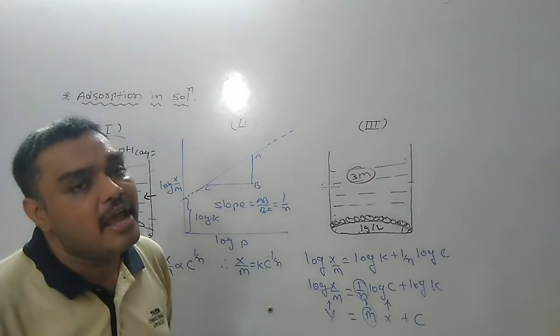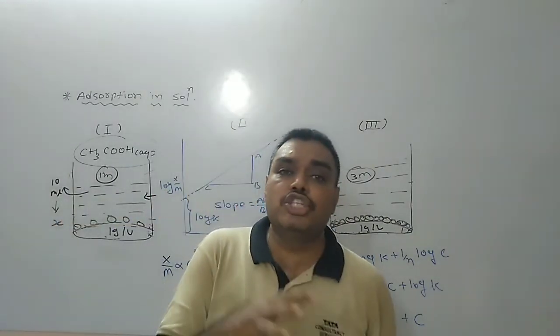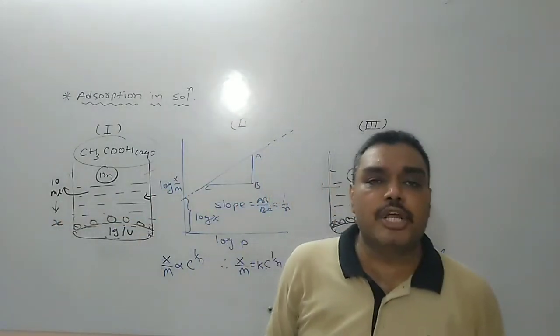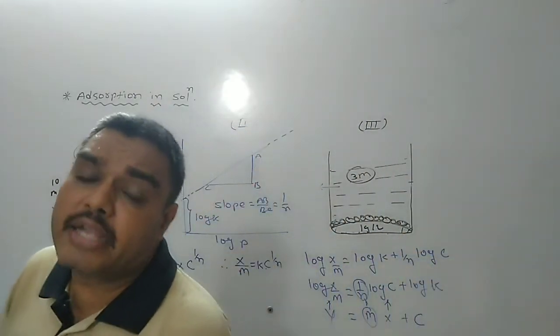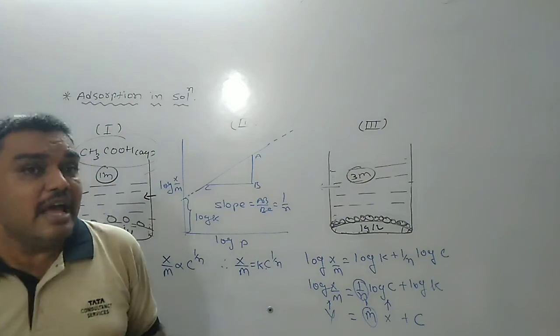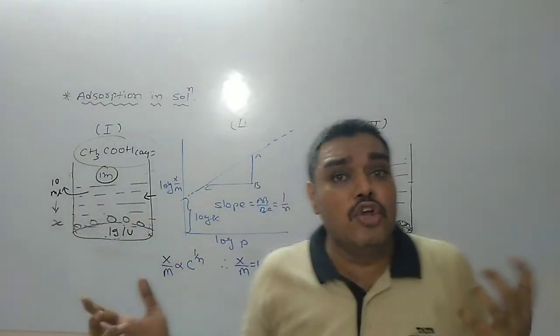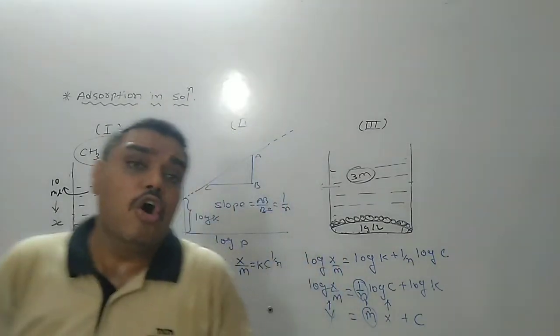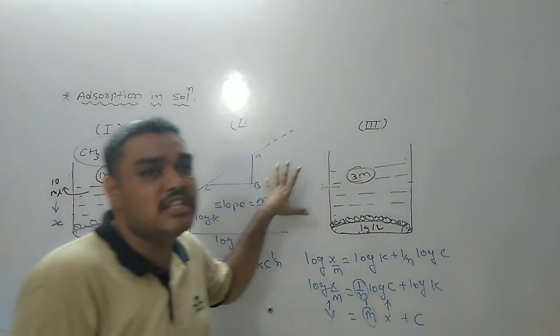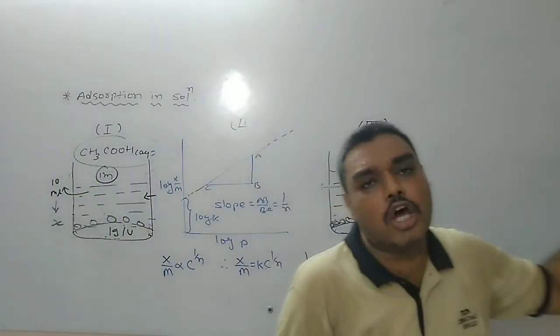So with the help of this equation you can understand that the value of n and the value of k you can obtain, and its value changes with the change of temperature, with the change of pressure, with the change of nature of adsorbate and adsorbent. Consider that the value of k and n is not constant.